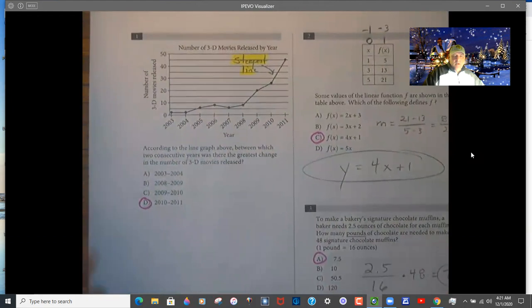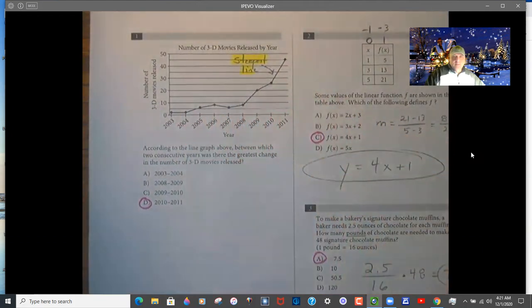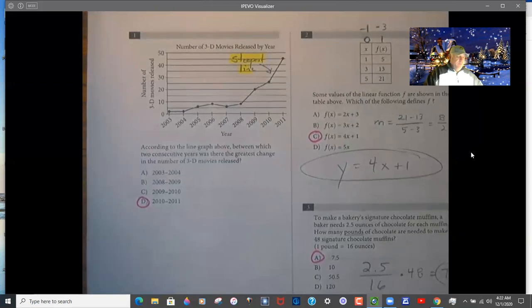So problem 1 is basically asking you where is the steepest part of any one of these segments, which one is the steepest segment? That's what I should have said, steepest segment. So from 2010 to 11 is that. That would be the greatest rate of change. The smallest rate of change would be where you have the flattest segment.